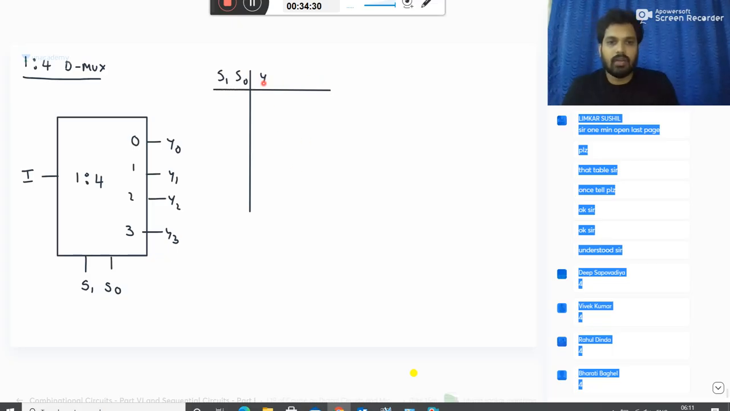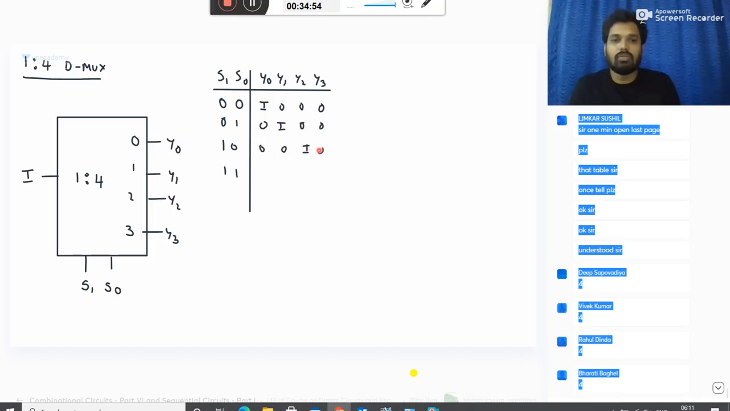So here Y0, Y1, Y2, Y3. When selection lines are 0, 0, 0, 1, 1, 0, 1, 1. Okay, when it is 0, 0, Y0 will get the input I. I is just information I. It can be 0 or 1. Whatever you keep here, that will come. And for 0, 0, this will be I.